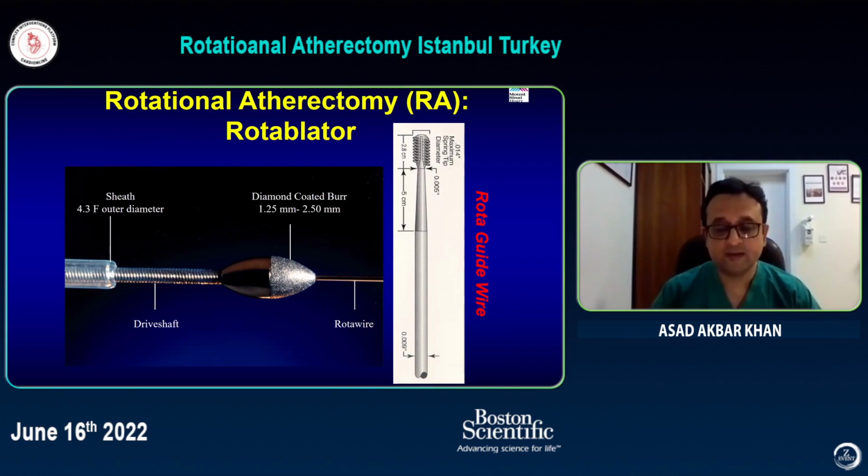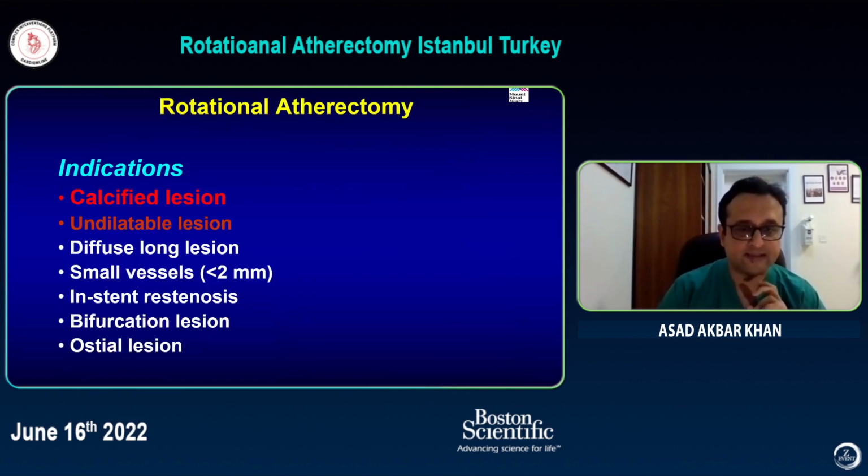Rotablation, obviously, we're going to discuss in detail during the live case as well. But essentially, all the tips and tricks involved revolve around two major players. One is the wire, and the other one is the actual console and the device itself. So indications, we have done them, and I think we have another talk waiting, which will go through more indications.